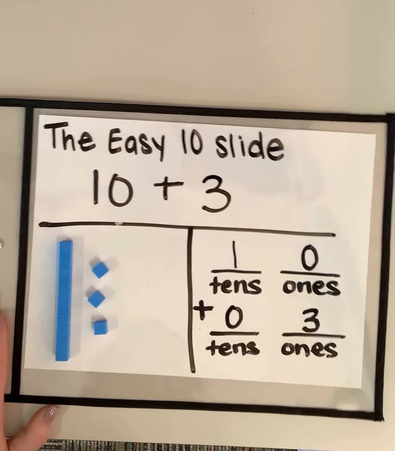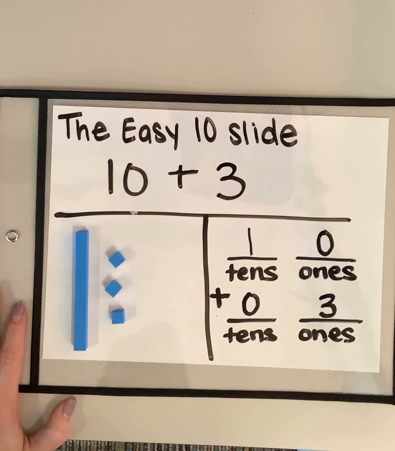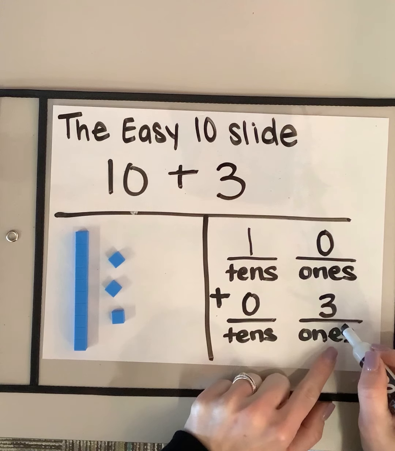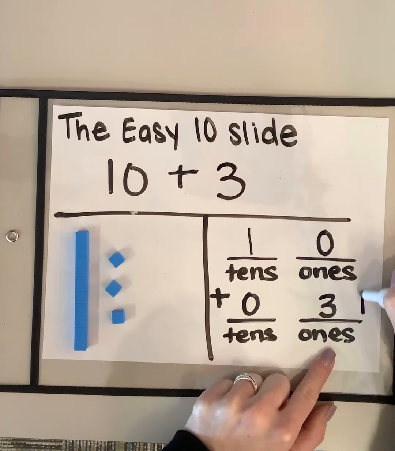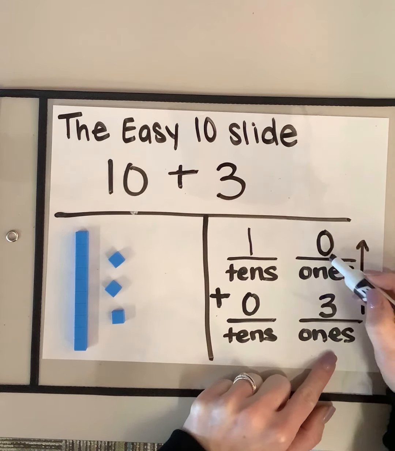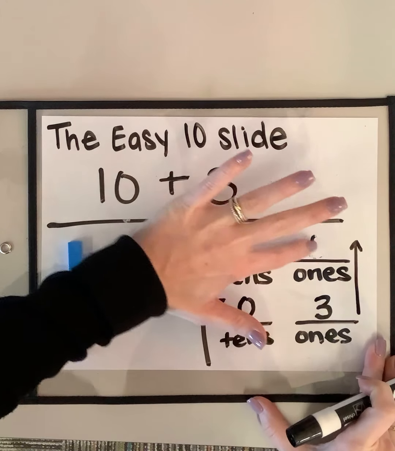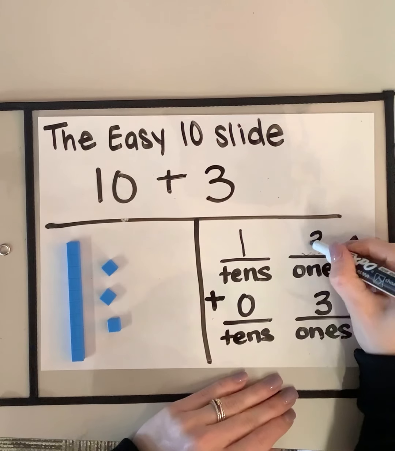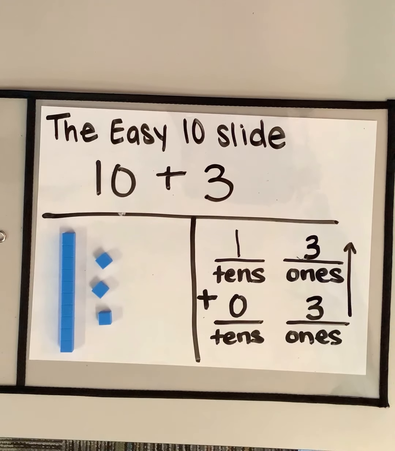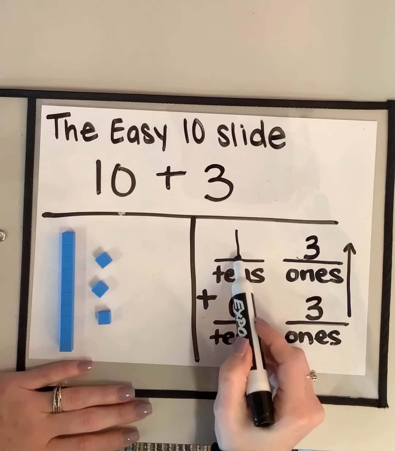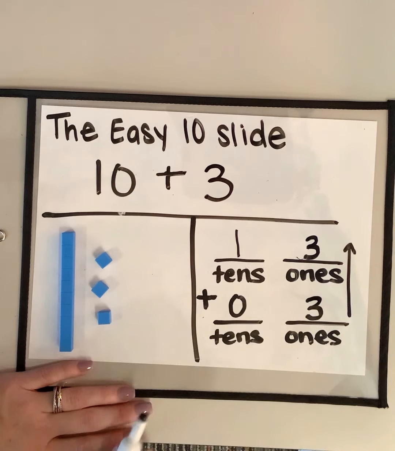Now with the Easy 10 slide, all you do is you take the ones place of the number that you're adding and you slide it up to the ones place that the 0 is in. This 0 now changes to a 3. This 3 slides up into its place. So now 10 plus 3 equals 13.